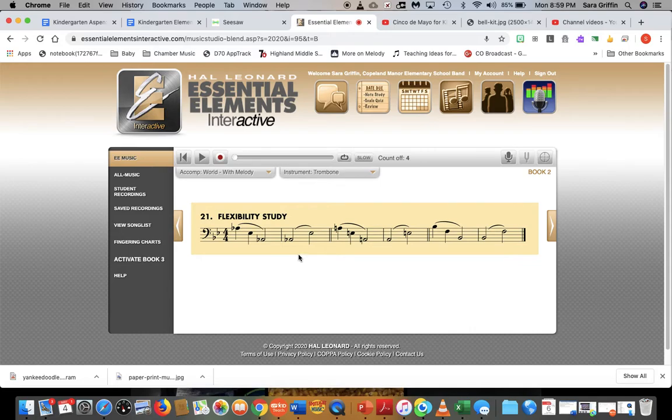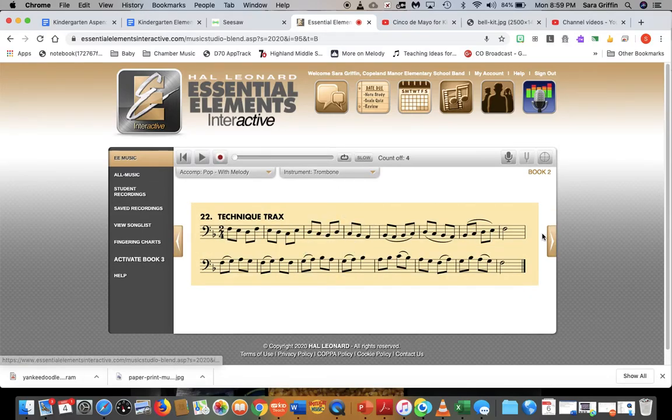This is all about lip slurs. So third position, third position, third position. Two, two, two. One, one, one. I picked this as the recording because I would love to hear how well you guys are doing with staying in the same position without tonguing.